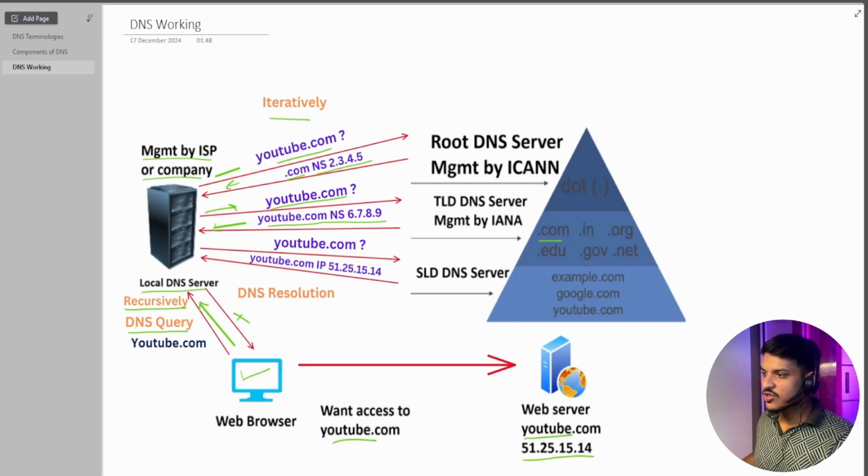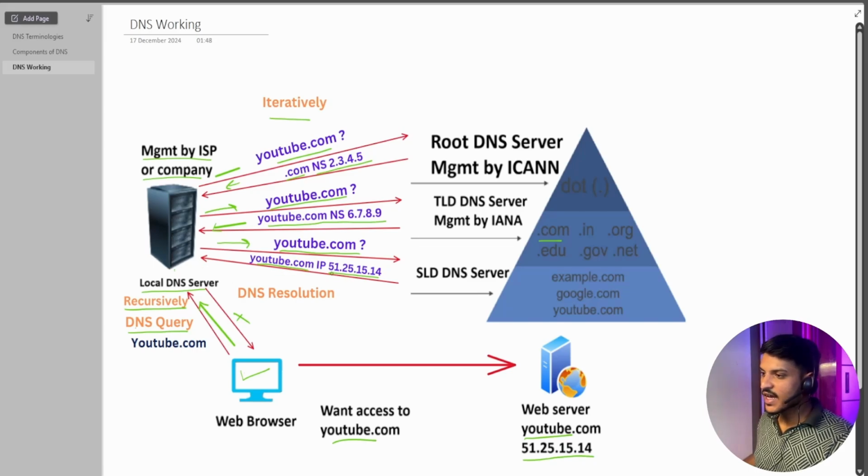Now it will make a request to the second level domain DNS server, saying, hey, do you know where youtube.com is and what's the IP address for it? This second level domain DNS server, usually managed by our domain registrar, which can be GoDaddy or AWS, will have an A type record mentioned. So this SLD DNS server will say, hey, I know this youtube.com and it has an A record with value 51.25.15.14. It passes this on to our local DNS server, which now knows the actual IP address for youtube.com.